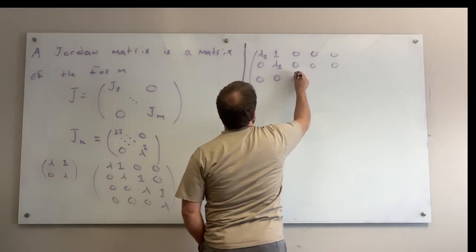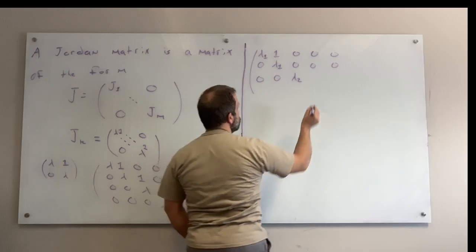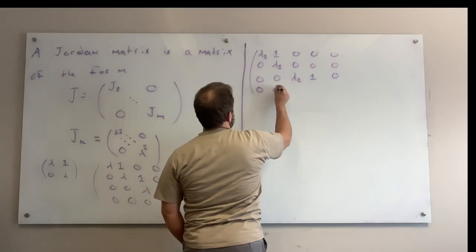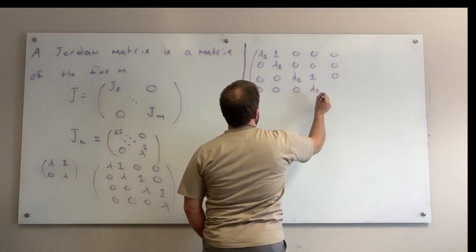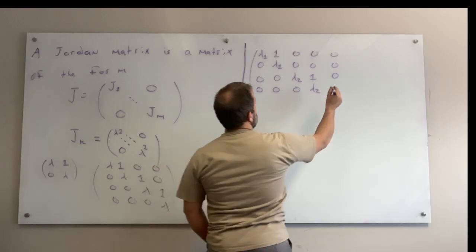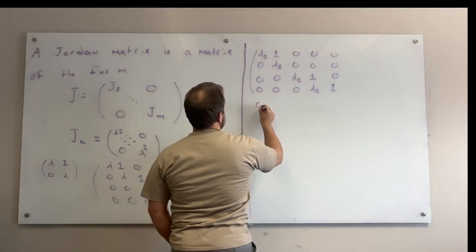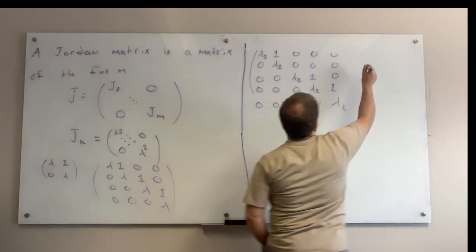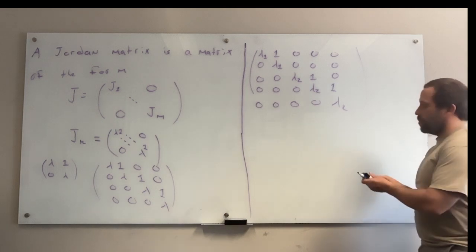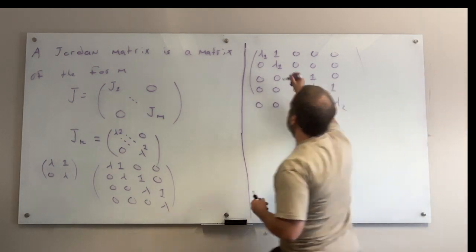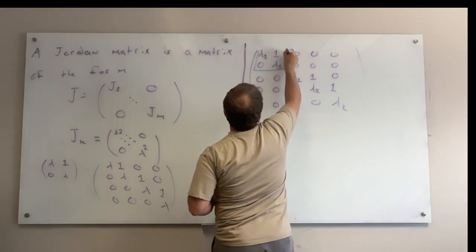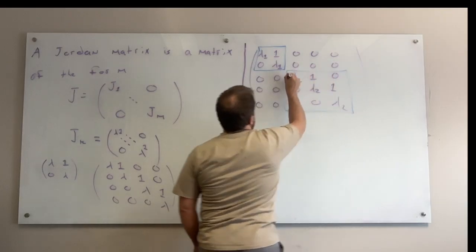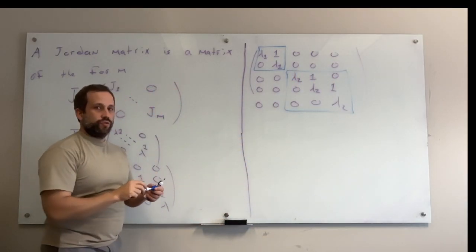And then for the 3 by 3 Jordan block, let's say it's lambda 2, 1, and a 0, 0, 0, 0, lambda 2, and then a 1, and then 0, 0, 0, 0, lambda 2. Okay, so we have a 2 by 2 Jordan block and a 3 by 3 Jordan block. So this is a 2 by 2 Jordan block, and this is a 3 by 3 Jordan block.